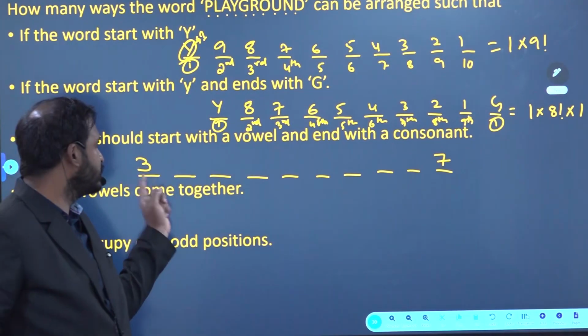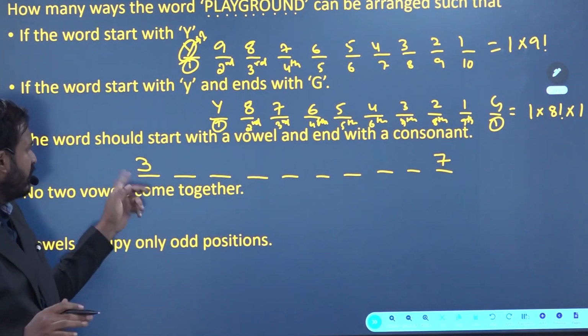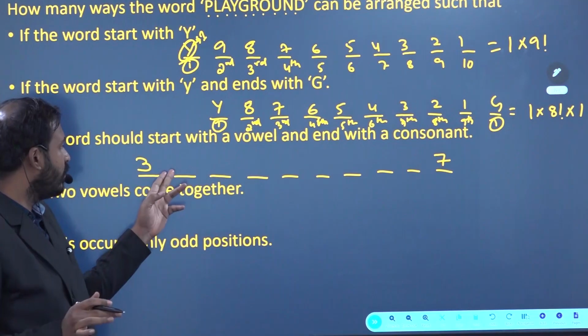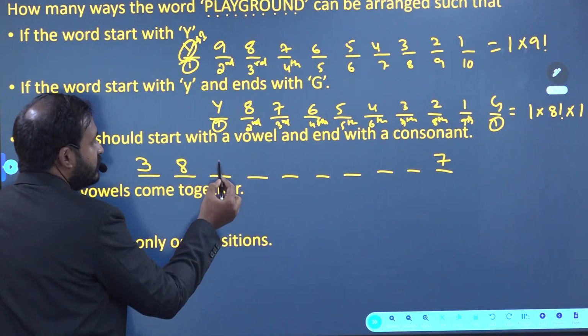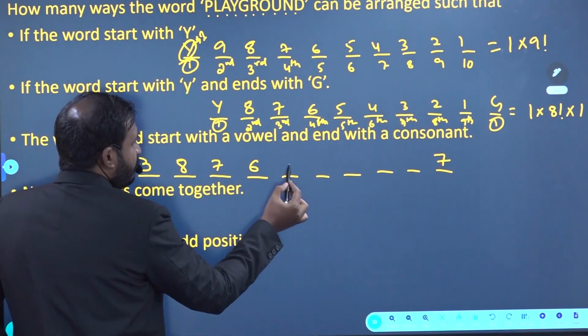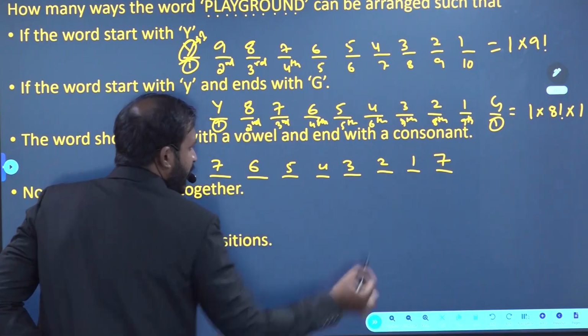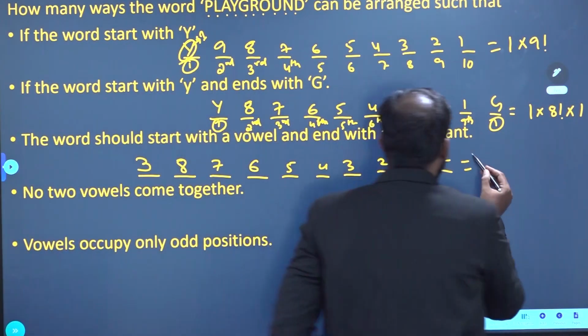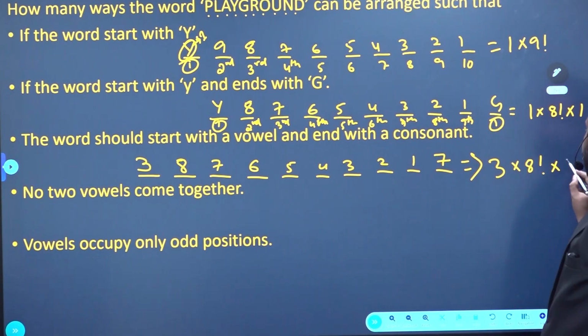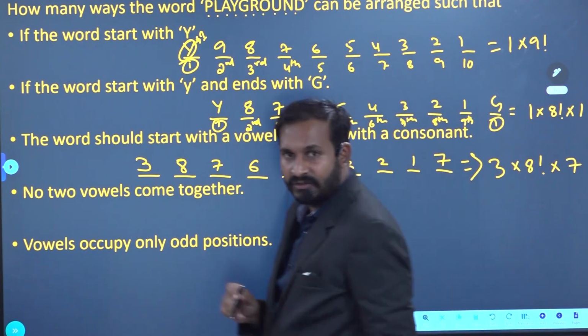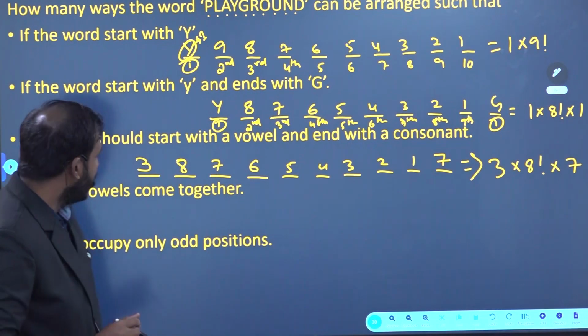Now out of 10 letters, 2 are fixed. 1 vowel and 1 consonant are gone. So now how many chances will I have for this? I will have 8 chances for this one. I will have 7, 6, 5, 4, 3, 2 and 1 as usual. So what will be my answer in this case? 3 into 8 factorial into 7. Understood? Right. The next one.